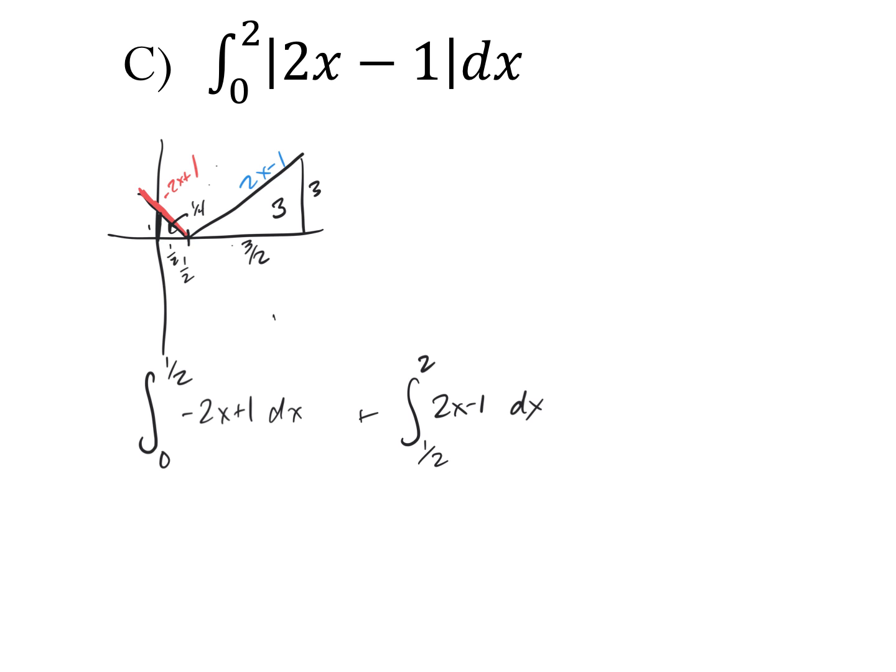So, what is my antiderivative of negative 2x plus 1? Negative x squared plus x. I'm going to evaluate that one from 0 to 1/2. Plus, this one will be x squared minus x evaluated from 1/2 to 2.